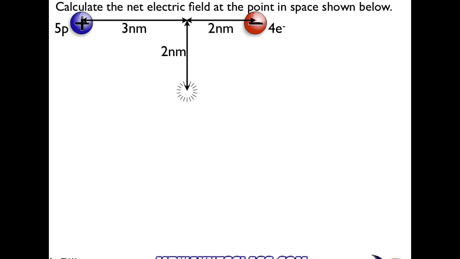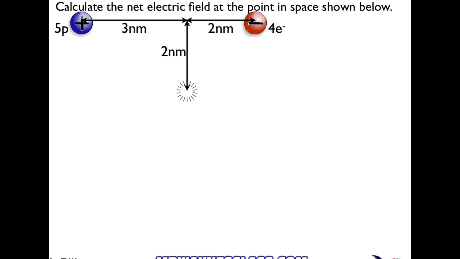So I've got a particle on the left that's blue with a net charge equal to 5 protons. I have a particle on the right that's red with a net charge equal to 4 electrons. And I can see the distances that are separated by 3 nanometers, 2 nanometers, and 2 nanometers to the point. Now nanometers, that's 10 to the negative 9 when you start doing the math. Alright, so I want to look at this.